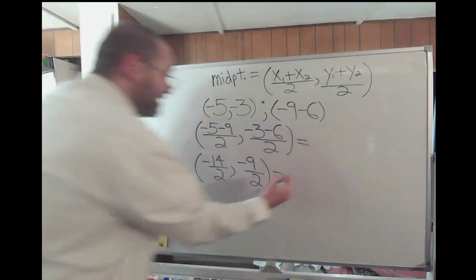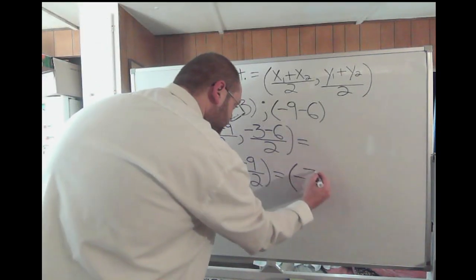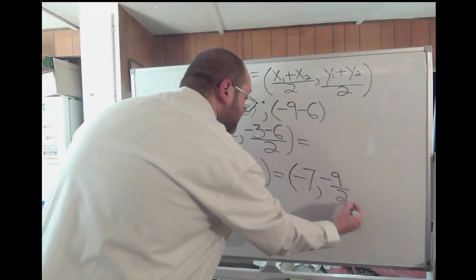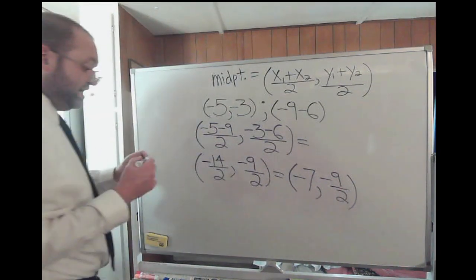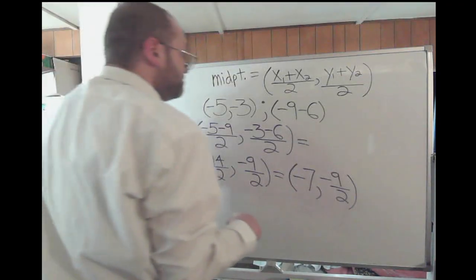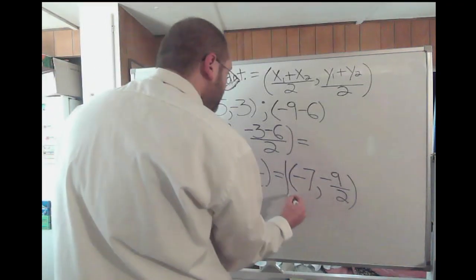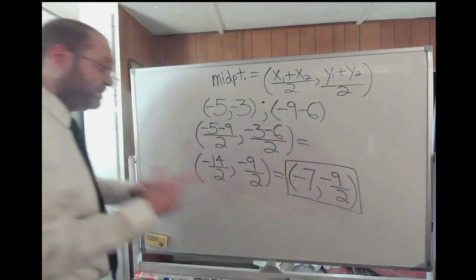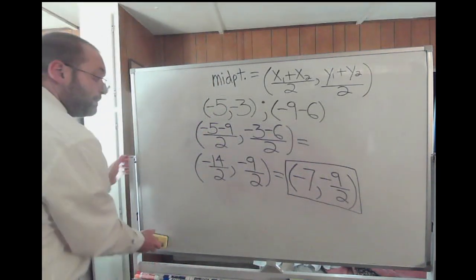which will simplify further into -7. Then -9 halves doesn't simplify any further. You can write -9 halves as -4 1/2 if you want, but your midpoint for these 2 points is going to be -7, -9 halves.